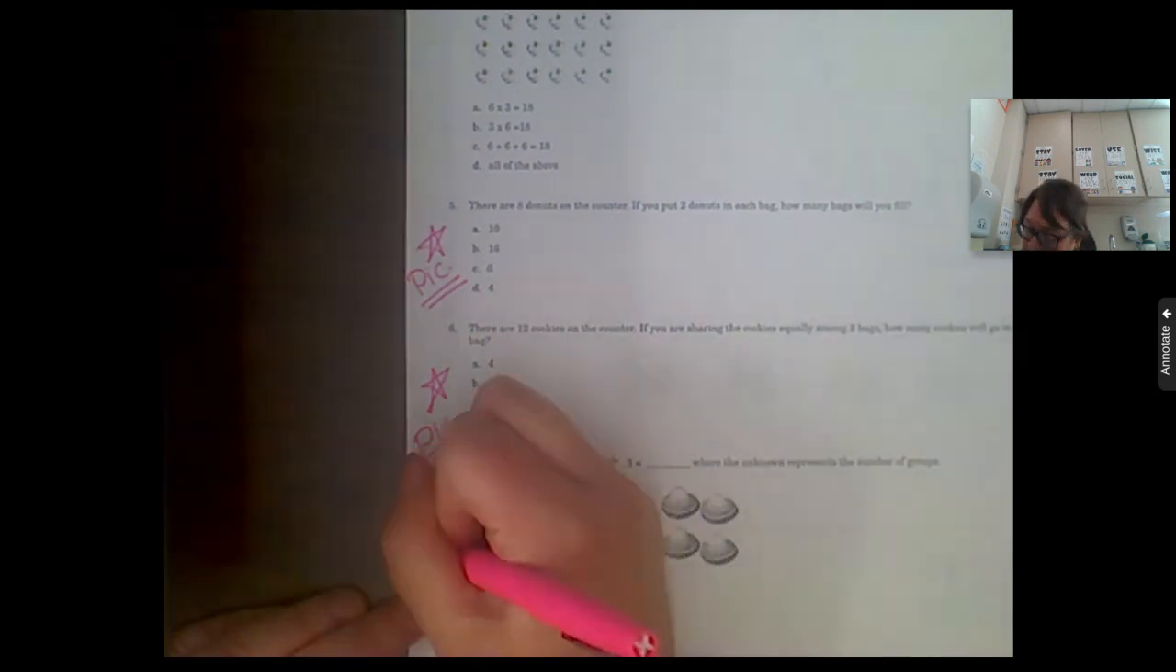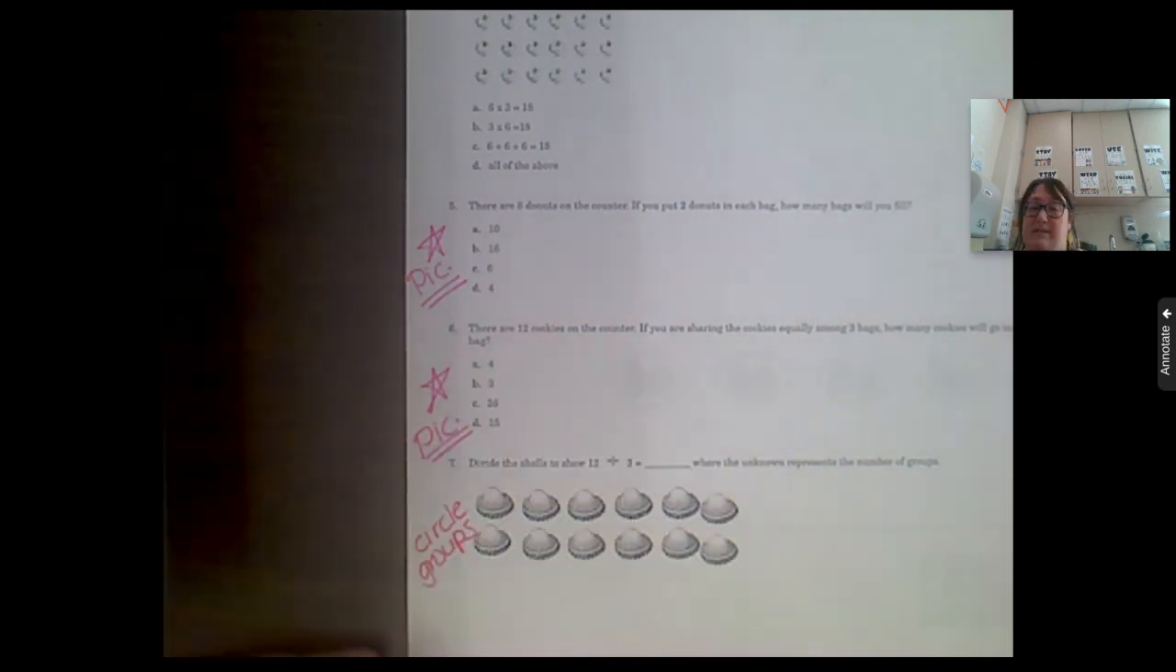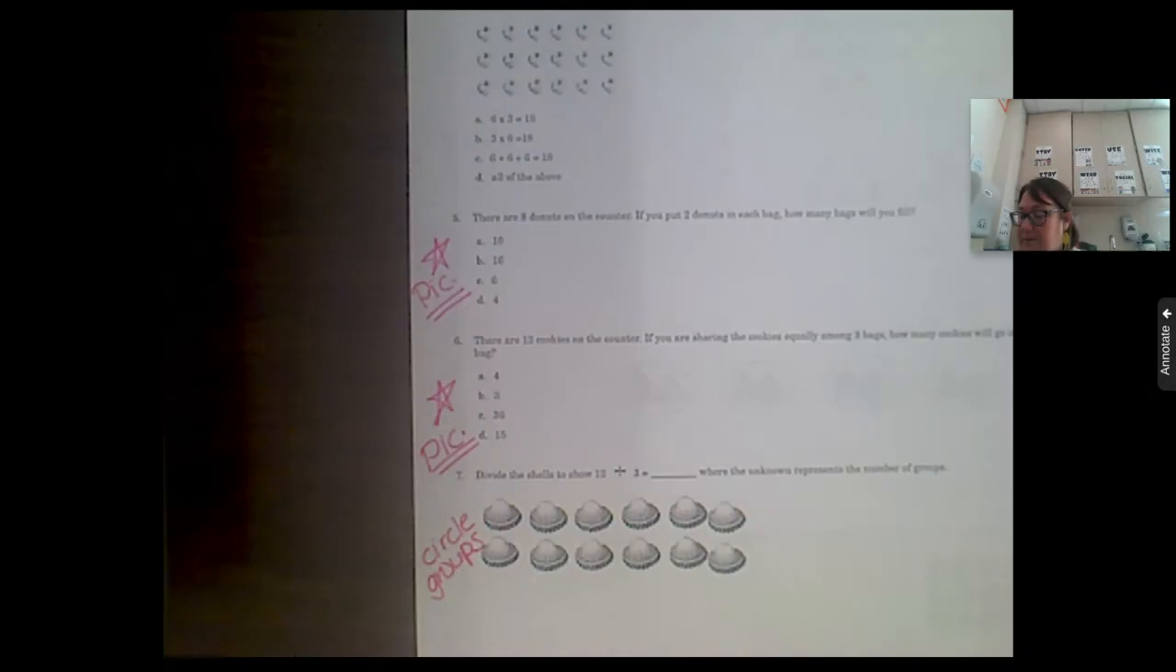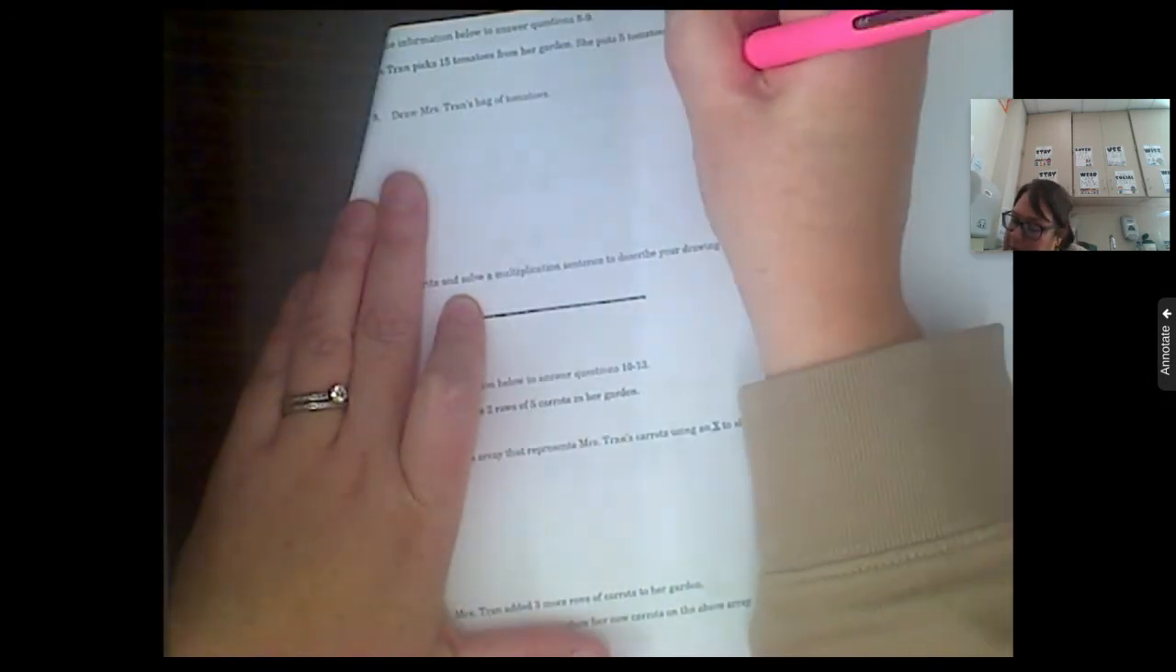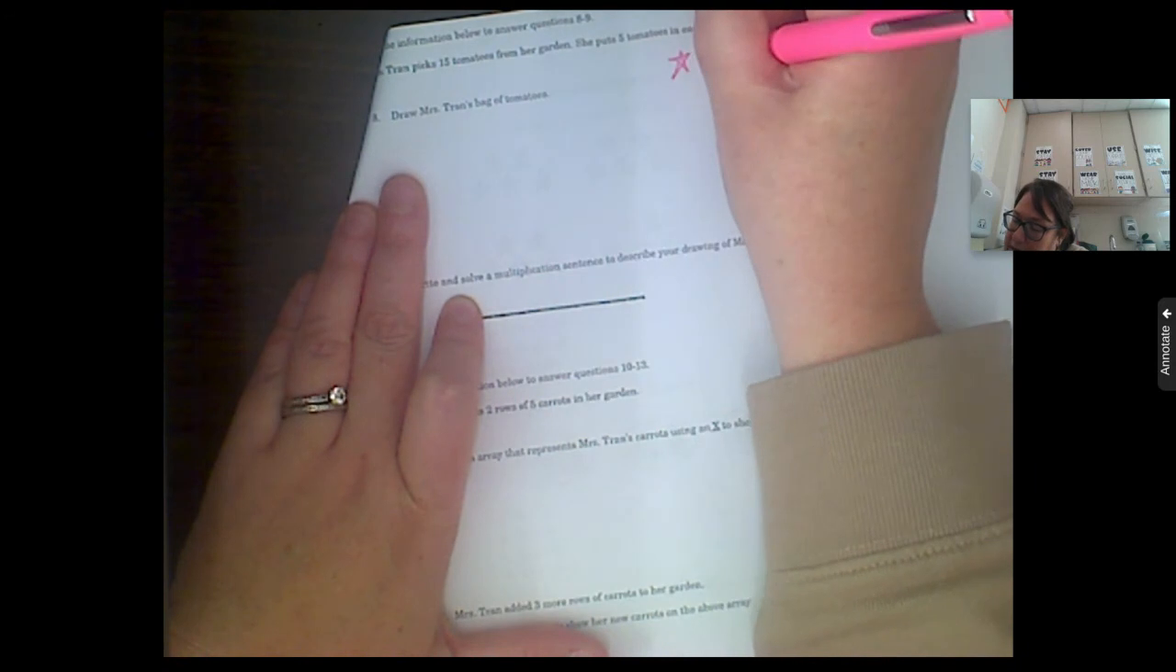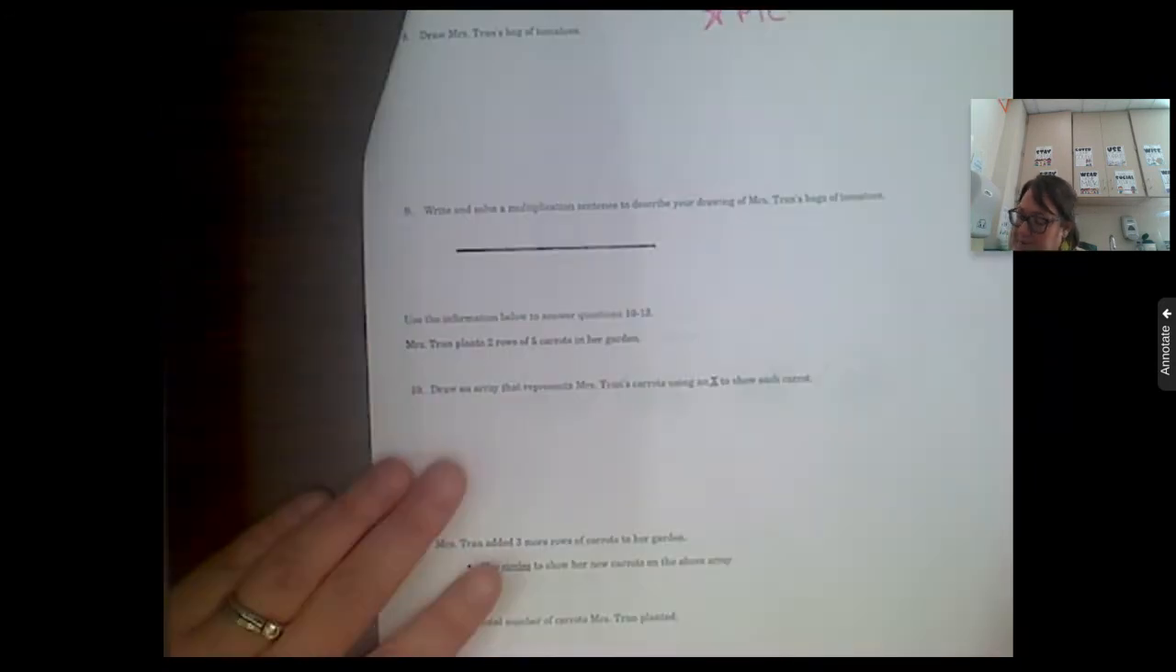This one says to divide the shells. You don't need to draw a separate picture here, but circle groups. This is your actual test. So I want you to write these little clues on the side of your test, just like I'm doing right here. Okay, so circle groups here, and that will help you to get your answer. If you need to pause it, you can pause it. On the next one, for number 8, you can put a star and put PIC for picture.